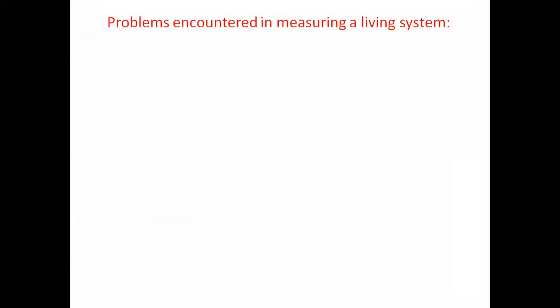So up to now we have discussed the main components of a man instrumentation system or biomedical instrumentation system. The next one is problems encountered in measuring a living system. There are a number of problems that occur while measuring the physiological parameters of a human being. Suppose we want to measure the temperature of a boiler, we just place a transducer, it will produce the output, and we will measure the temperature.